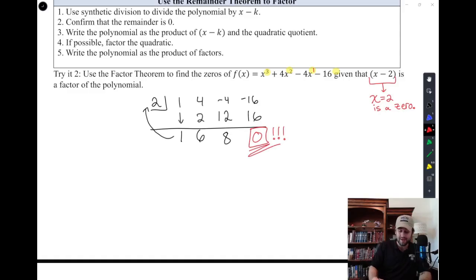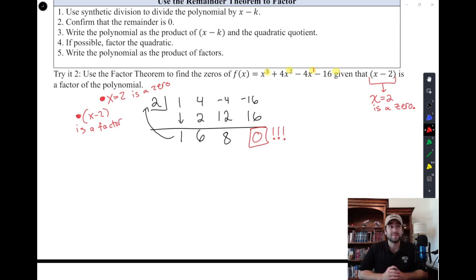So if you see a 0 there in the remainder, that means that x equals 2 is a 0, which means that x minus 2 is a factor. Those two facts are the whole purpose of learning synthetic division in the first place. That's a really important thing for you to get. The reason we're synthetic dividing is to get that 0 so we can get that factor and that 0.